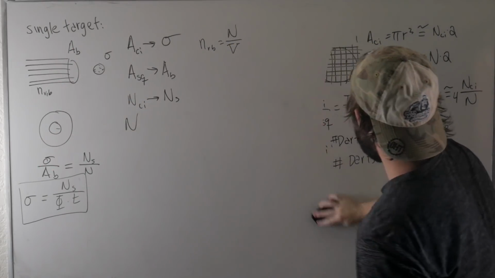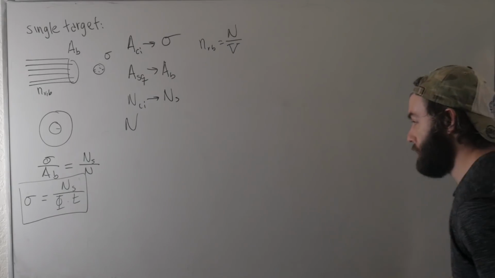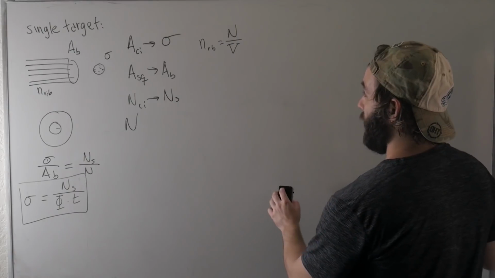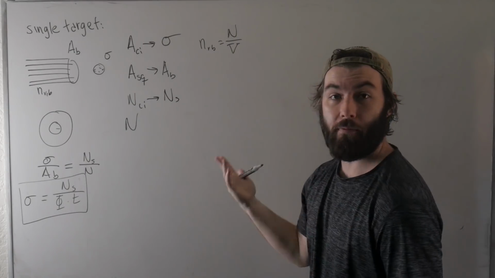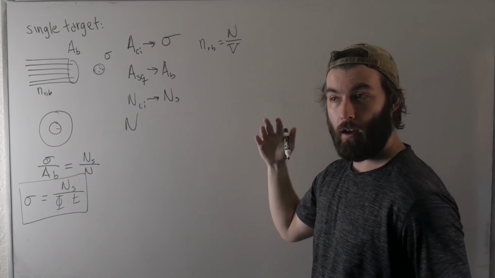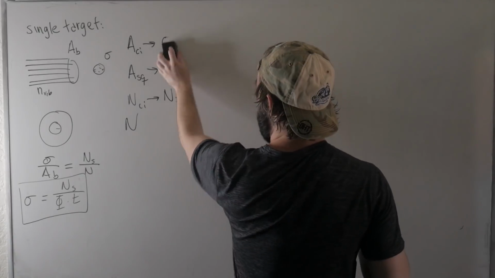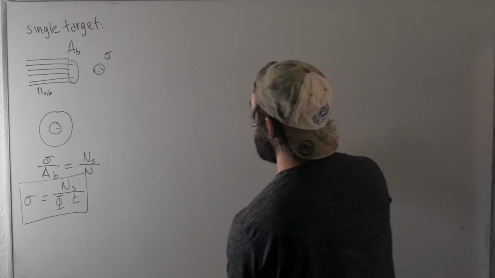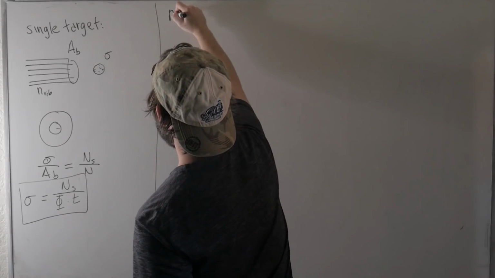Okay, so let me go ahead and erase this stuff. I'll draw my little partition. I'm going to erase this stuff too. So if you see a subscript V, that means volume. If you don't see a subscript, you can assume that that means surface number density. And I'll reiterate that a couple times because I like beating dead horses. Okay, so let's partition this off. And now we're going to look at multi-target.